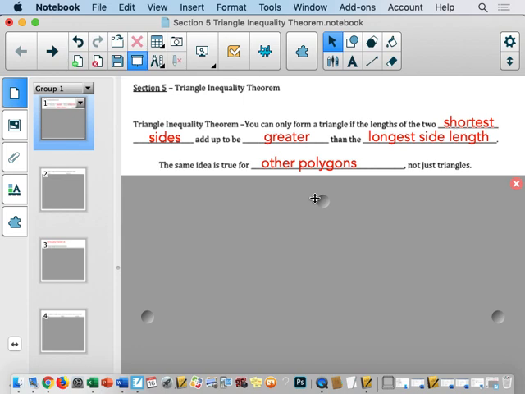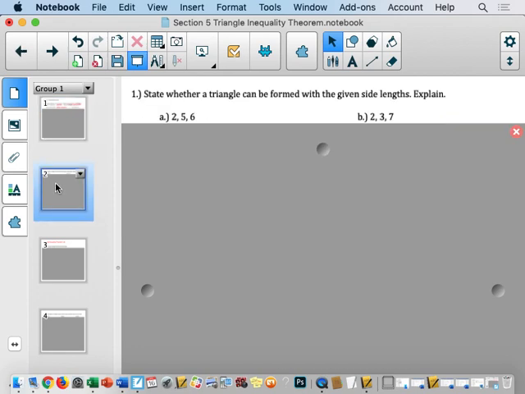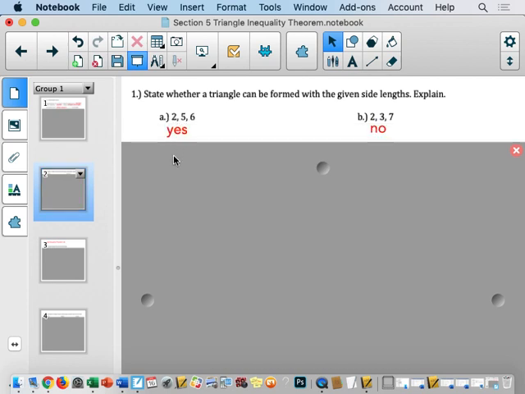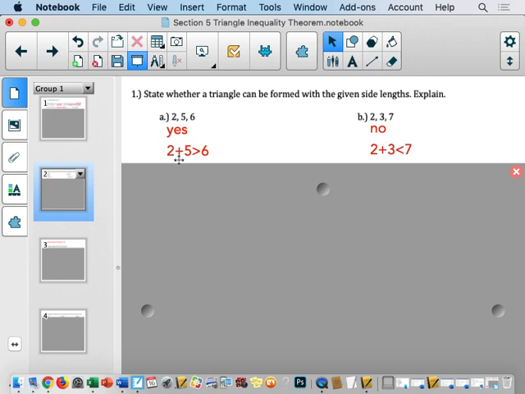So, to practice using this triangle inequality theorem, let's look at example number 1. It says, state whether a triangle can be formed with these side lengths or not. So you look and you see we have lengths of 2, 5, and 6. What do you think we should do with 2, 5, and 6? Add up 2 and 5. Good. So check those lowest 2. So 2 plus 5, is it greater than 6? Yes. So your answer is yes.